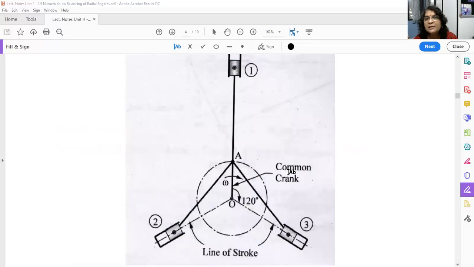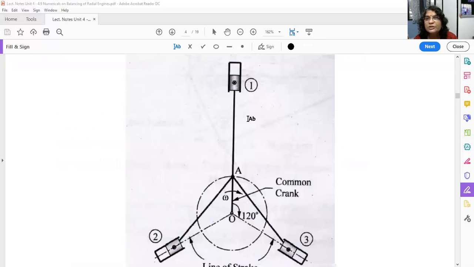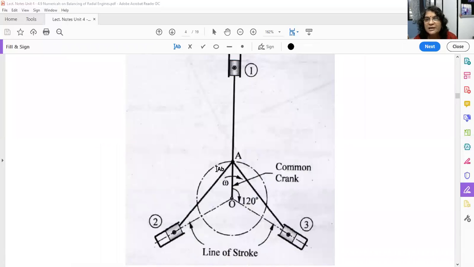So this is the configuration diagram. These are cylinder number 1, cylinder number 2, cylinder number 3. These are making 120 degree angle with each other. This is a radial engine because the lines of strokes are radial to each other, that means they fall on the radius of the circle in which your crank is rotating. The crank is common to all these 3 cylinders.